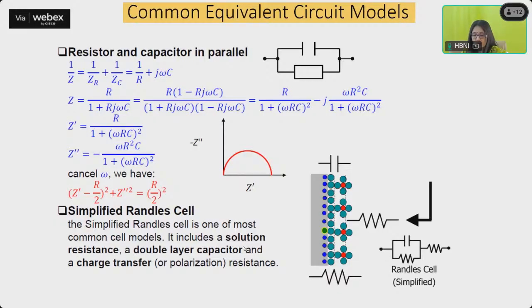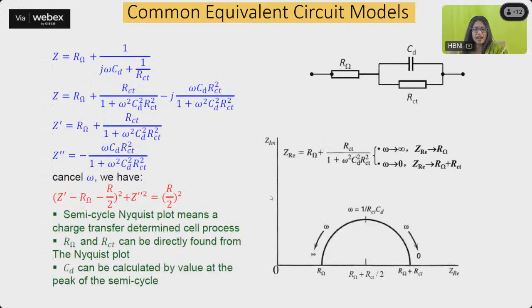So it includes a solution resistance, which is this one in the solution. Then you have something known as charge transfer, which is happening over here. And then what you have is a double layer capacitor, as you can see over here. So ultimately, this is the Randles cell, the simplified version of it. Whatever you see in this particular cell region, this is how it will look in the equivalent circuit. So this is basically the idea.